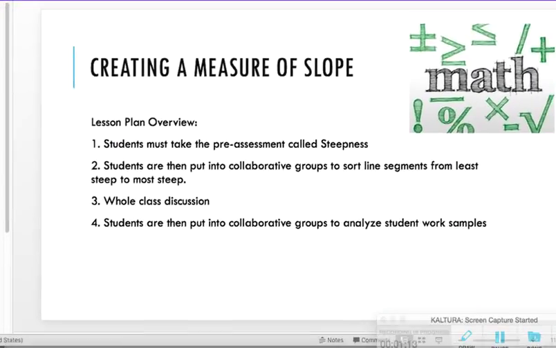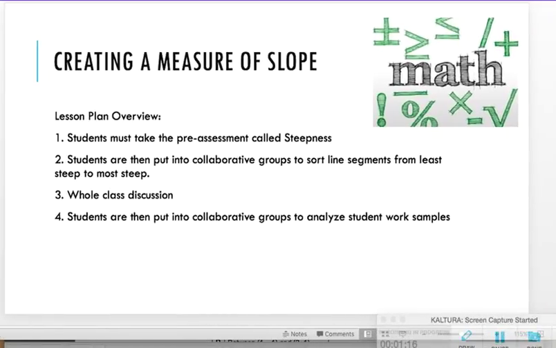After they completed their pre-assessment, the teacher put them into collaborative groups. This time they had to sort different line segments from least steep to most steep. There were 4 shown on the graph, like we saw on the pre-assessment, and 4 that they were only given the endpoints. The students are asked to discuss and again list them from least steep to most steep, and they had to agree as a group. So there was a lot of discussion, and they had to come to a group consensus which they can all agree upon.